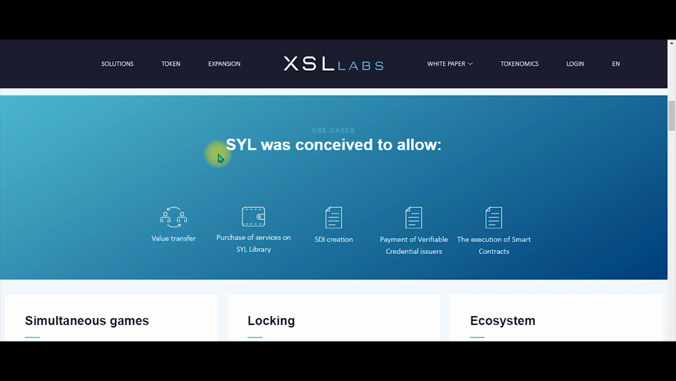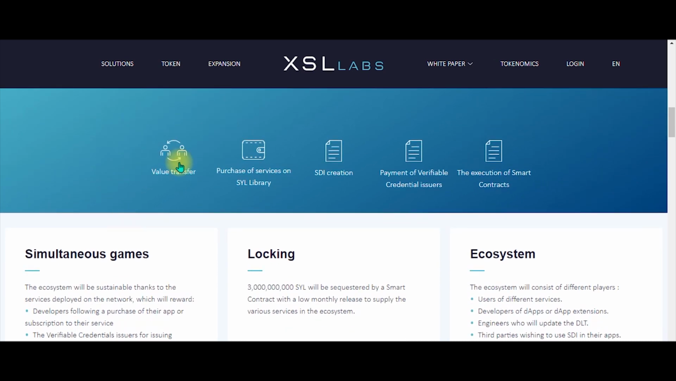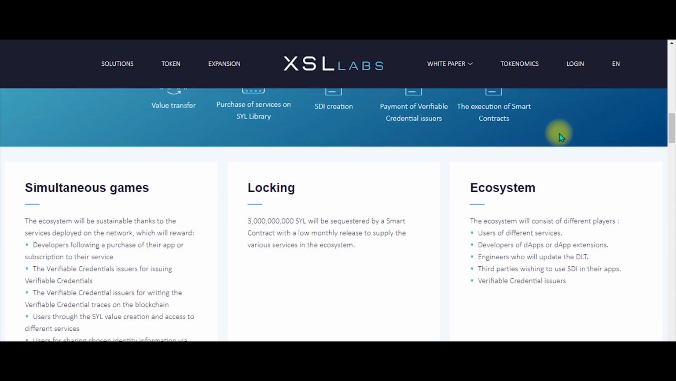And the reason SYL was conceived was for it to allow value transfer, purchase of services on SYL Library, SDI creation, payment of verifiable credential users, the execution of smart contracts. So without SYL, which is the token, these things won't be possible. And the SYL is made for these functions to be operable using, obviously, cryptocurrency, which is SYL in this case.